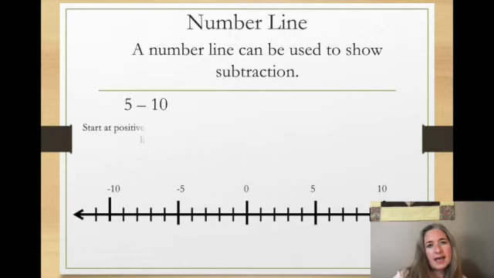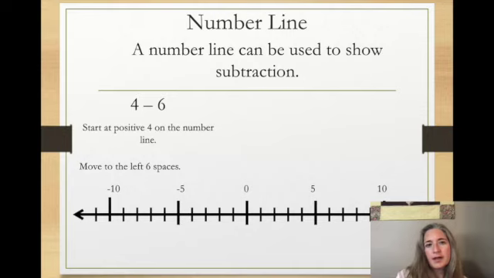5 minus 10, we start at positive 5, move to the left 10, so your answer would be negative 5. 4 minus 6, start at positive 4, move to the left 6, and then your answer is negative 2.